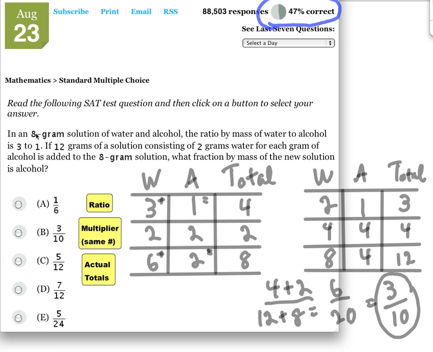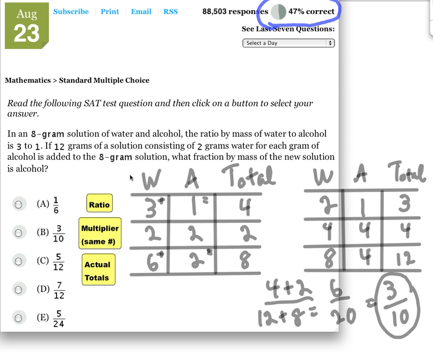So let's take a look here. In an 8-gram solution of water and alcohol, the ratio by mass of water to alcohol is 3:1. If 12 grams of a solution consisting of 2 grams water for each gram of alcohol is added to the 8-gram solution, what fraction by mass of the new solution is alcohol?